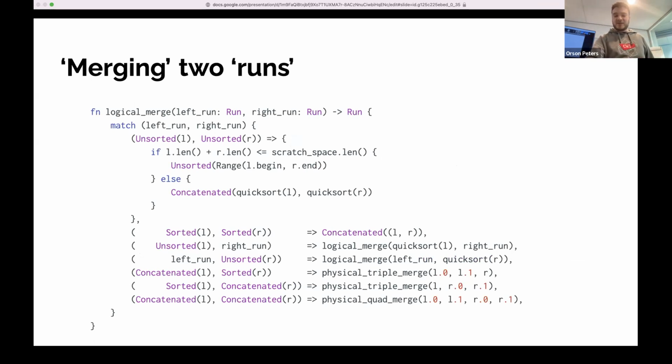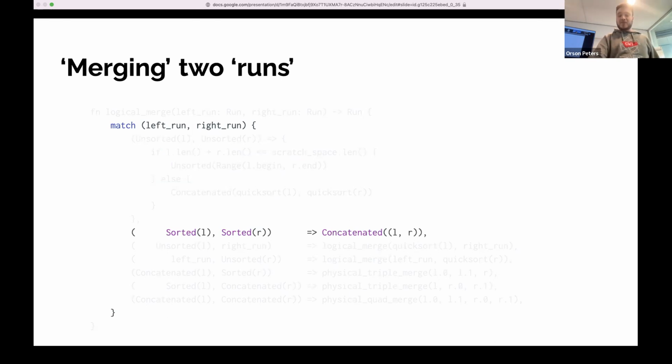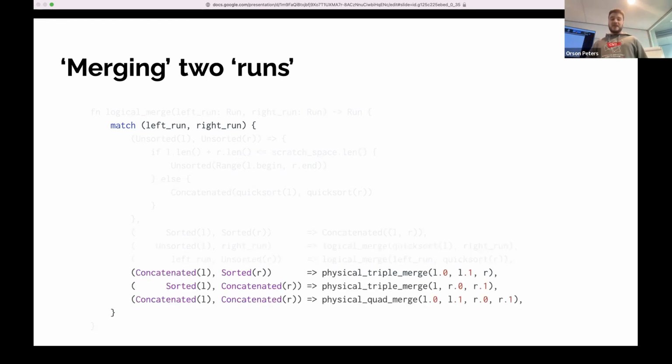We replace the merge operation in Powersort with a logical merge. This looks very complicated, but essentially we're saying, if 2 unsorted runs still fit in their scratch space, we just concatenate them. If not, we quicksort them and then concatenate them. If we have 2 sorted runs, we concatenate them. This is all just bookkeeping, it's free. If we have an unsorted run and a sorted run, we quicksort the one that's unsorted and then recurse as a logical merge. And finally, if we do have 2 sorted runs or more sorted runs, we do an actual physical merge, which can be a triple merge or a quad merge.